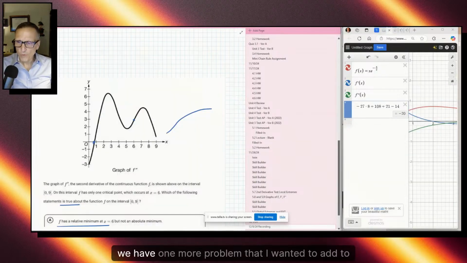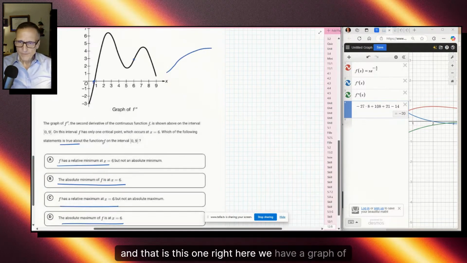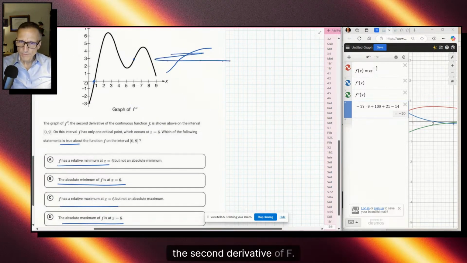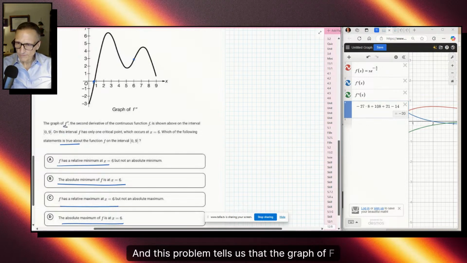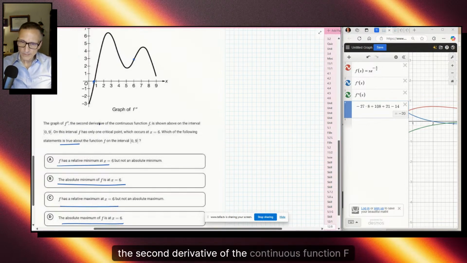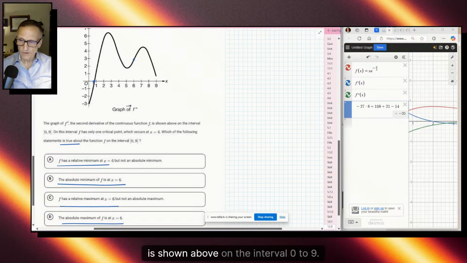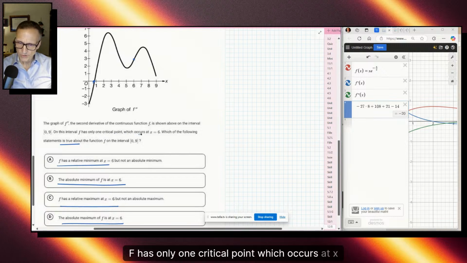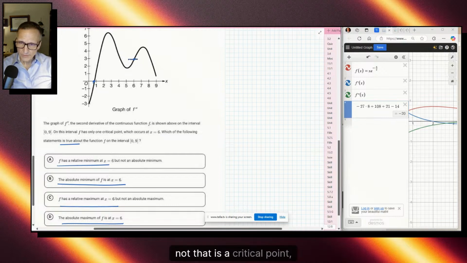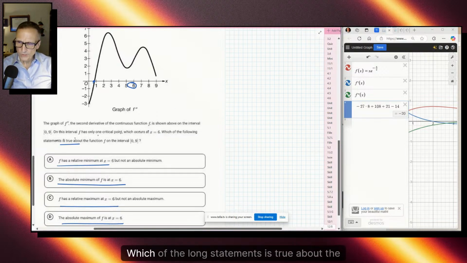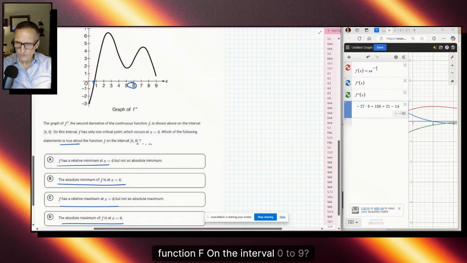All right, students, we have one more problem that I wanted to add to this, and that is this one right here. We have a graph of f double prime, the second derivative of f, and this problem tells us that the graph of f double prime, the second derivative of the continuous function f, is shown above on the interval 0 to 9. On this interval, f has only one critical point, which occurs at x equals 6. So we know that at x equals 6, there is a critical point on function f of x, which we're not looking at. Which of the following statements is true about the function f on the interval 0 to 9?